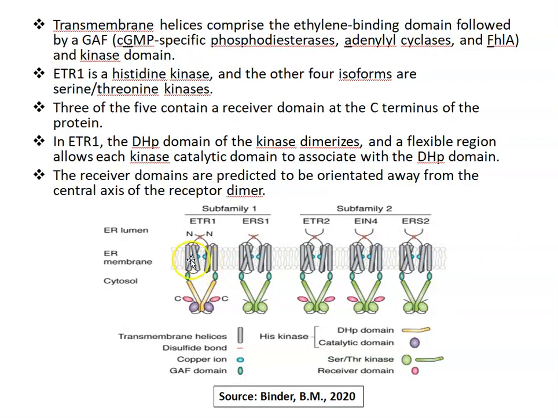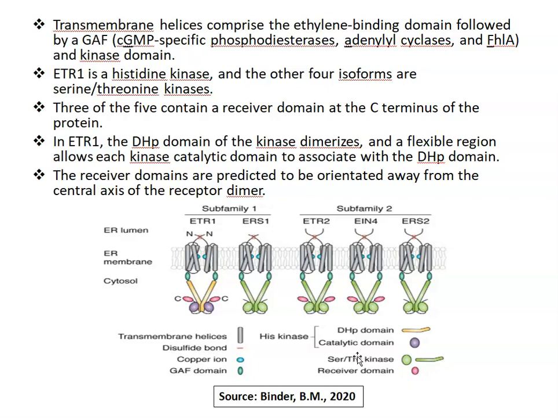Transmembrane helices comprise the ethylene binding domain followed by the GAF domain. The GAF domain is these small green structures, right? In GAF, G means cGMP specific phosphodiesterases, A adenylate cyclases, and F FhlA. And then the kinase domain. This is the kinase domain. Here is the structure of ETR1, and all this description is of ETR1.